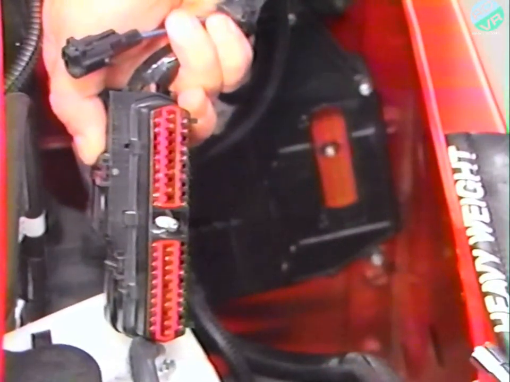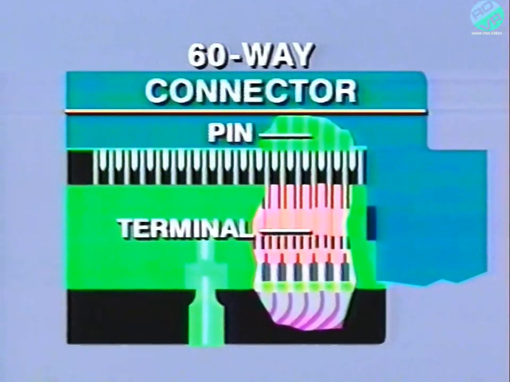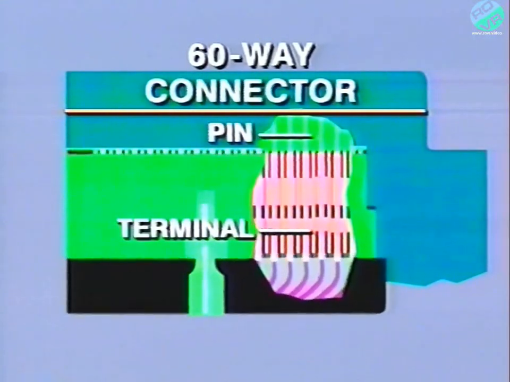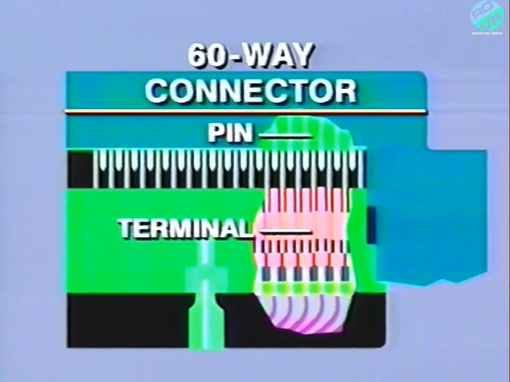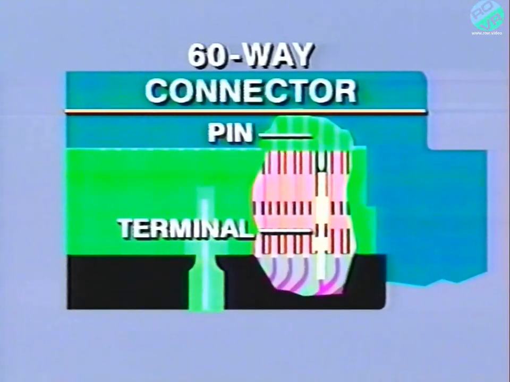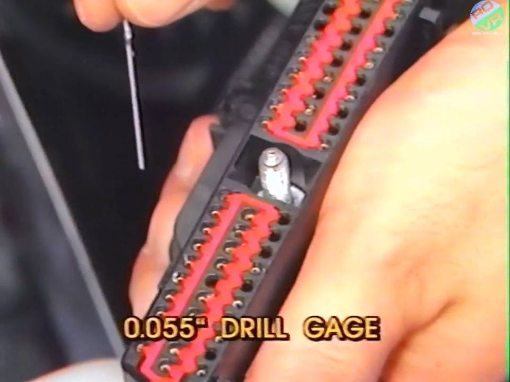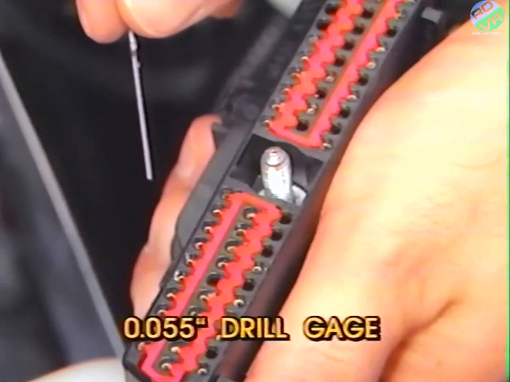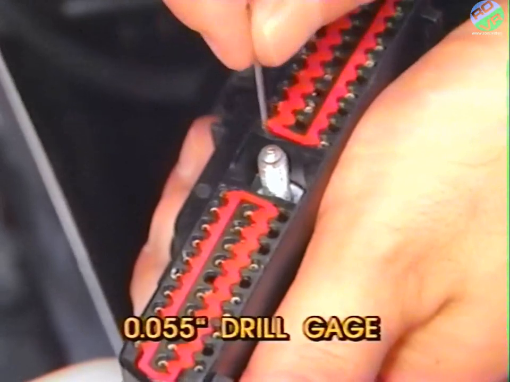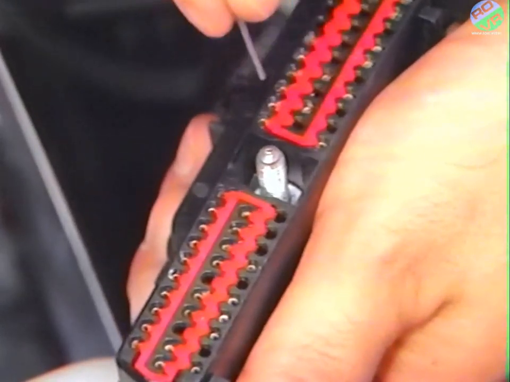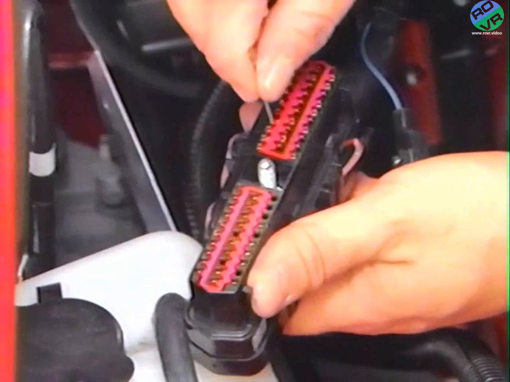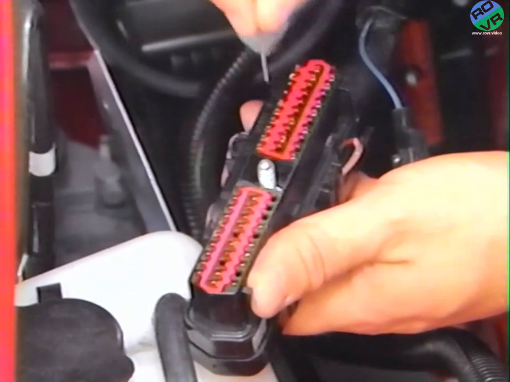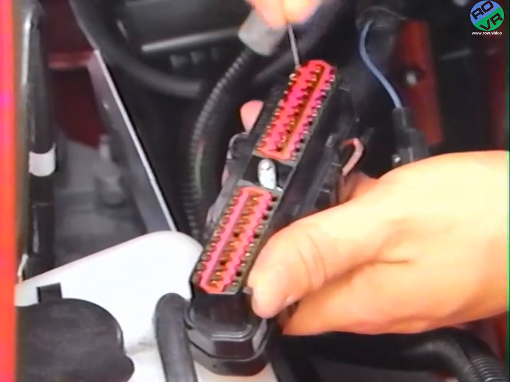On the engine controller 60-way connector, a terminal is pushed over a pin. It's important to check the connector carefully. It's possible for the terminal to be pushed out, preventing the pin from making a proper connection. A number 54 drill bit or a 55 thousandths inch drill gauge can be used to check terminal size. You should feel resistance as the drill gauge is pushed in or pulled out of the terminal. If you don't, the terminal tabs have been spread too far and the terminal should be repaired.